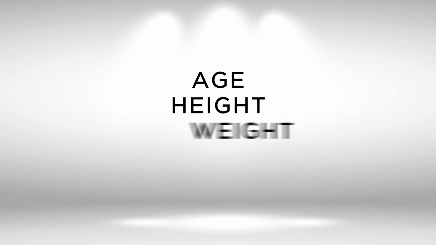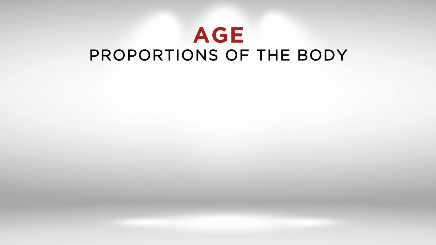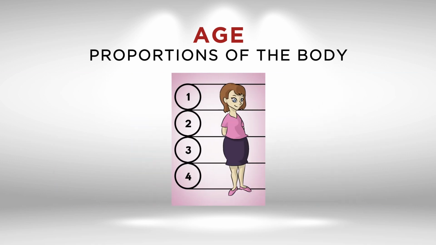Body types. Okay, body types can be determined by 4 easily recognizable elements: age, height, weight, and strength. For the age, you just need to play a bit with the proportions of the body, and the proportion is measured with the number of heads it takes to build a body. For example, a kid usually measures 2.5 heads. A cartoon female character usually measures about 4 heads.